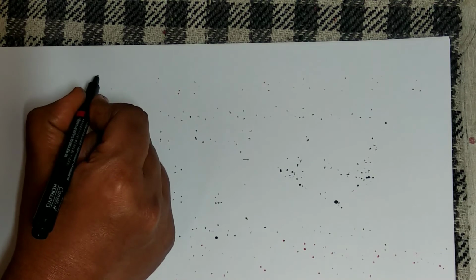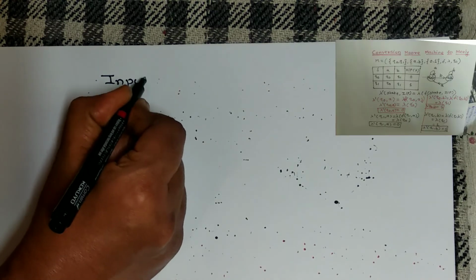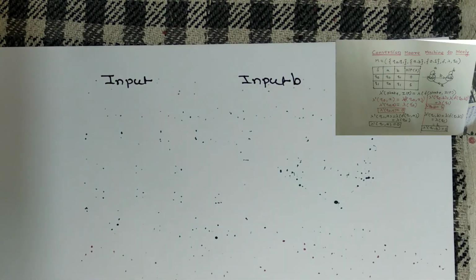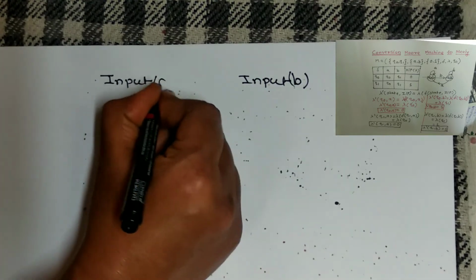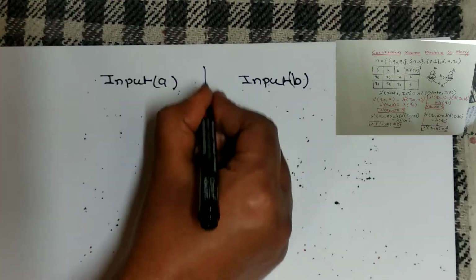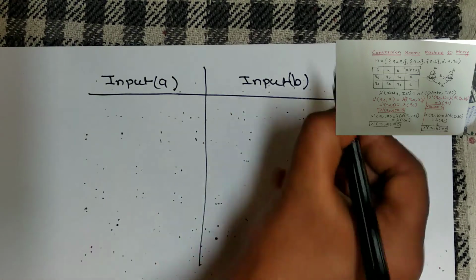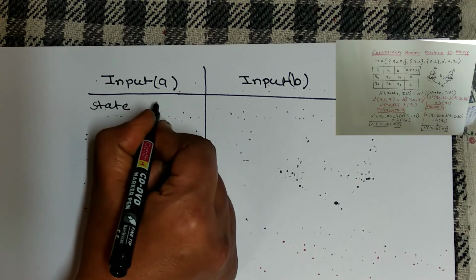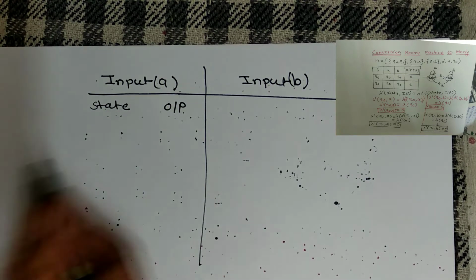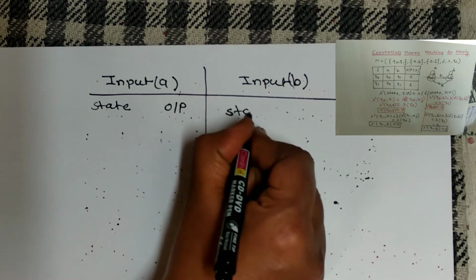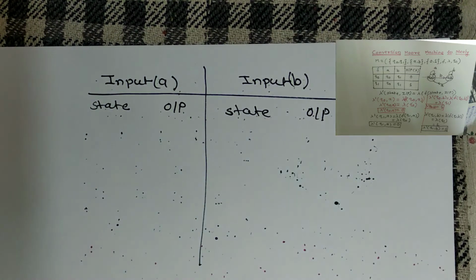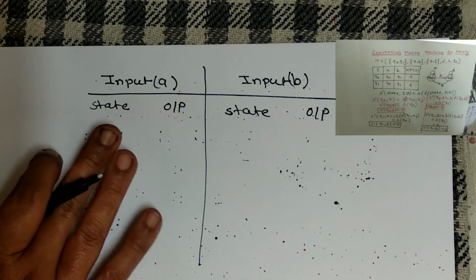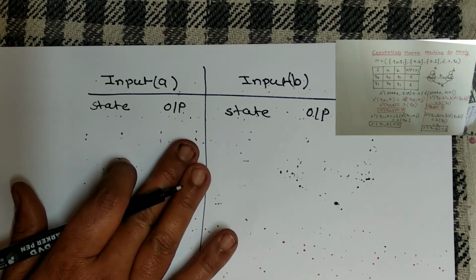Input A, input B. See how to build the transition table for the Mealy machine. This is the input B and this is the input A's column. Make the partition. Then next, what are the contents? The state should be mentioned and its corresponding output should be mentioned. Same for the input B, state and its corresponding output. Input A and input B should be split along with the corresponding states and outputs.